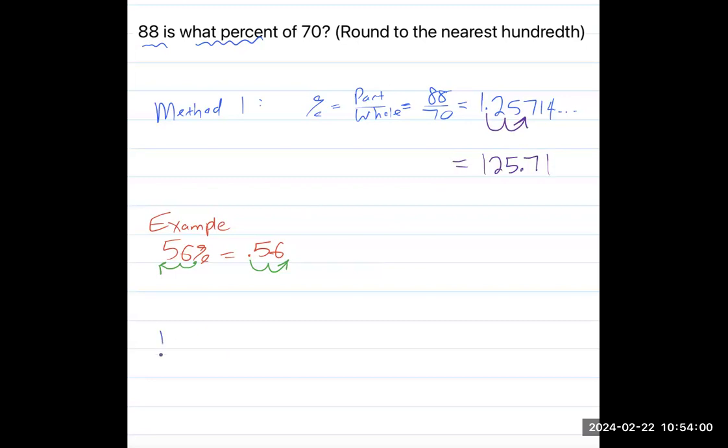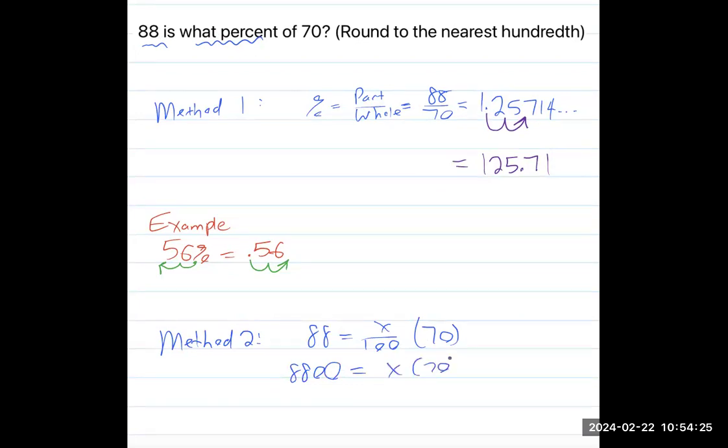Method number 2 on this is to just reflect back the same verbal statement that was given to us. 88 is what percent, this is an unknown percent, x over 100, of means multiply 70. And now we're just doing our math on that. One thing we can do is multiply both sides by 100. So we have 8800 is equal to x times 70, and divide by 70, and you're going to get 125.71 on your calculator. Just confirming that on my calculator to make sure that the solution is correct. And that's the answer to this question.